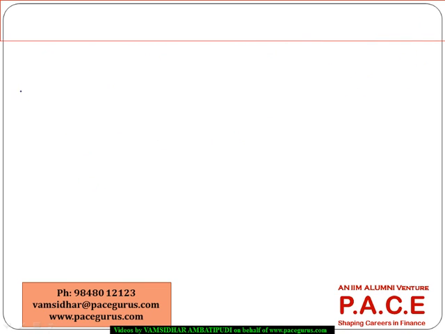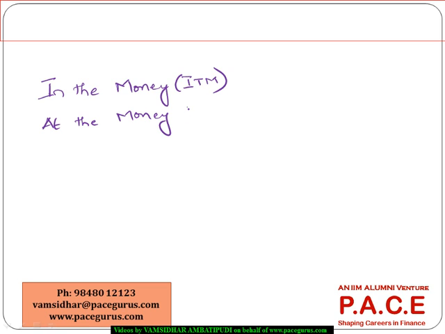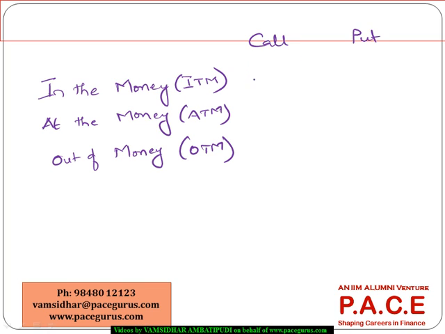Then one more important terminology that we need to talk about: option-wise we use three words. In the money, which is called ITM. In any option strategy we use these words quite often. At the money, which is ATM, or out of the money, which is OTM. Now in the case of a call option, when the stock price is greater than the strike price, we call it in the money. When the stock's market price is less than the strike price, we call it out of the money. When the stock price is more or less similar to the strike price, we call it at the money.